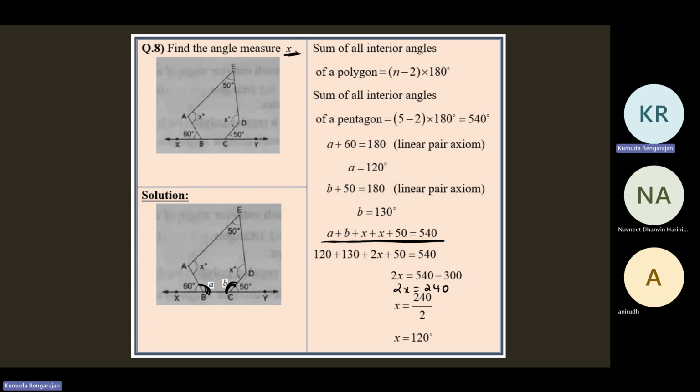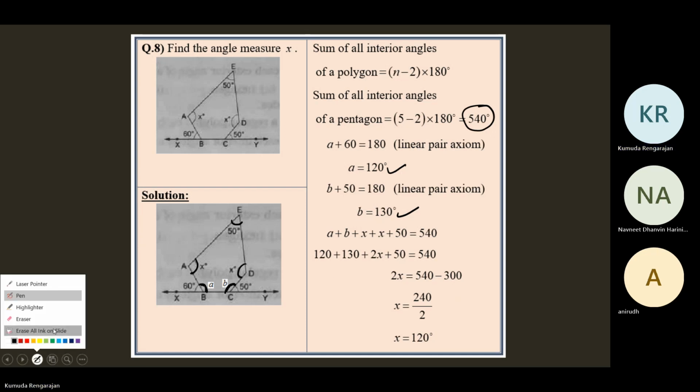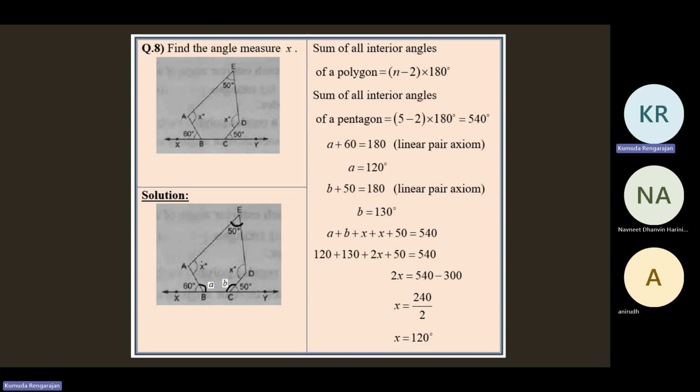The sum of the 5 angles is equal to, once again, you should construct this equation. You should first find the sum of all the 5 angles. Then you must find A and B. Of the 5 interior angles, this is 50, this is marked X, this is marked X. You don't know these 2 interior angles, so you should find them. Mark all the interior angles. This is one interior angle, this is an interior angle, interior angle, interior angle. These are the 5 interior angles.